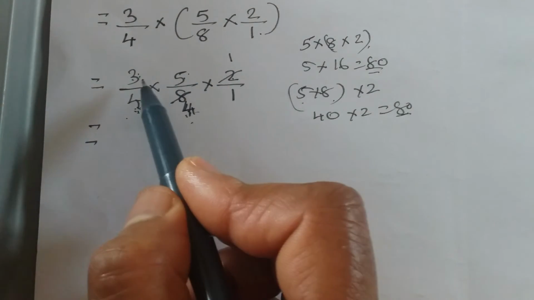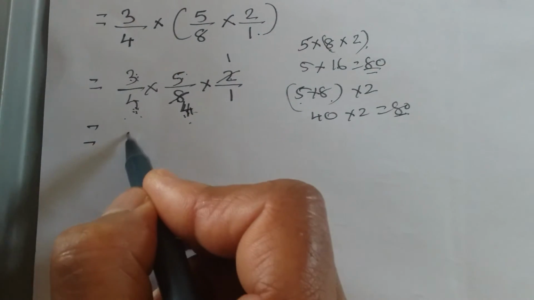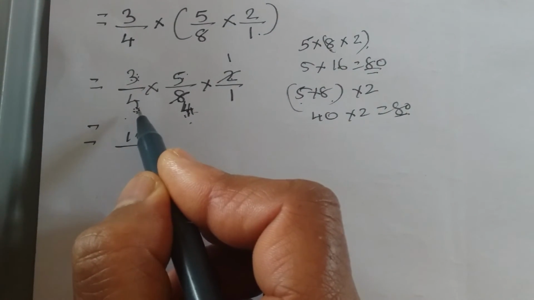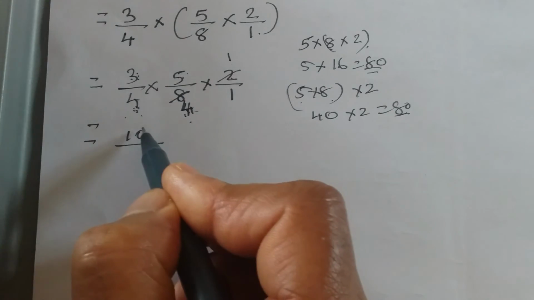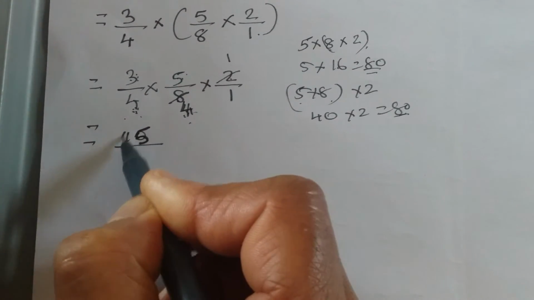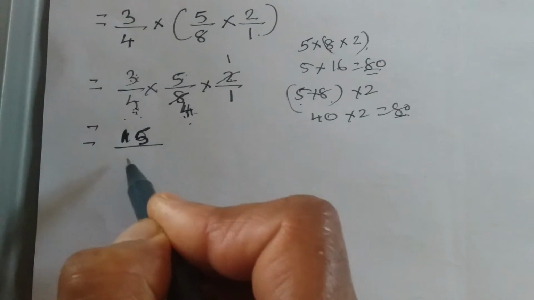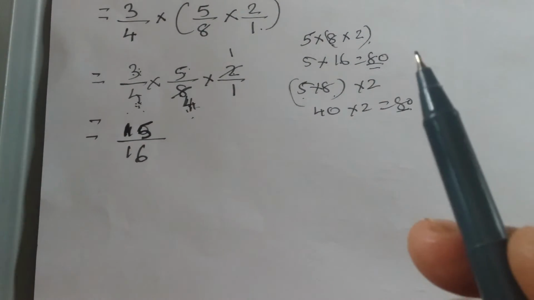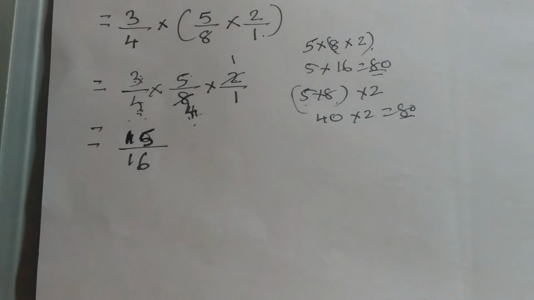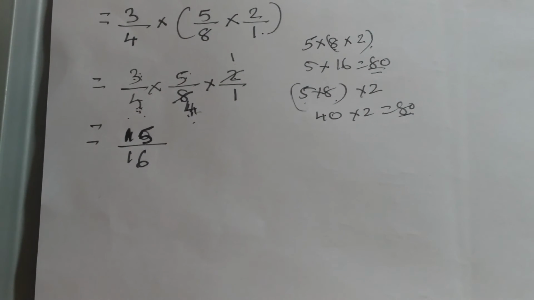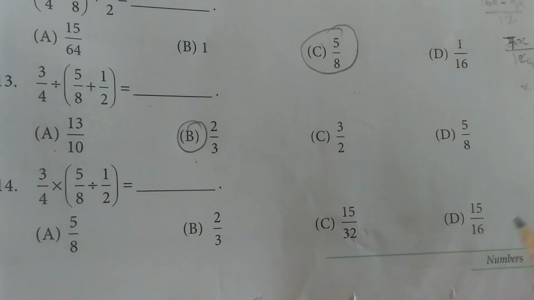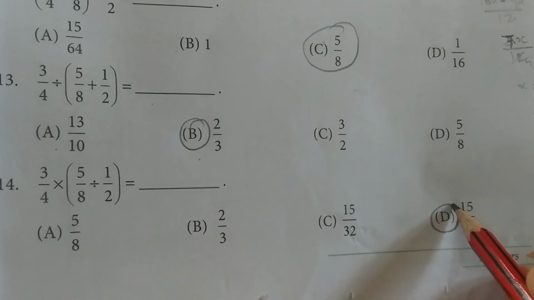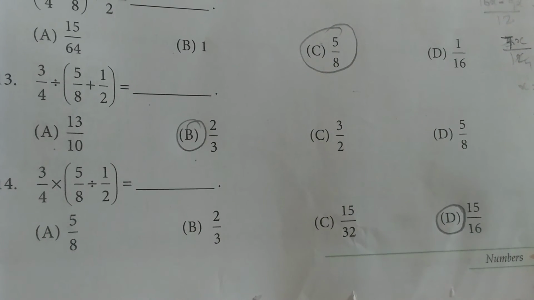Okay, now we'll multiply everything. 3 5s are 15, 15 1s are 15, divided by 4 4s are 16. 15 by 16 is a proper fraction, and 15 and 16 don't have a common factor. So that's our answer. We'll check the answers now. For the 14th one, we got 15 by 16. Therefore, option D, 15 by 16, is the answer for question number 14.